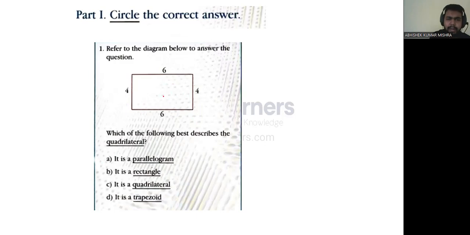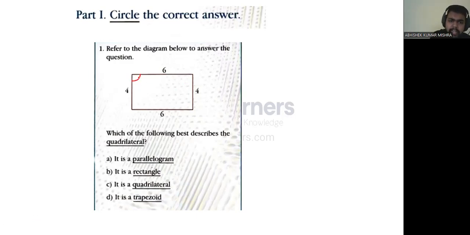One more property of a parallelogram: the opposite angles are equal. This angle is equal to this angle and this angle is equal to this angle. What are some more characteristics? The adjacent angles are supplementary. They are co-interior. What are adjacent angles? Adjacent angles are consecutive angles, successive angles, angles one after another.